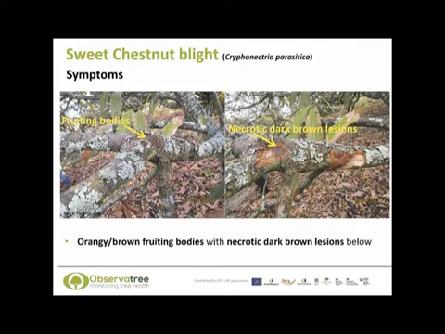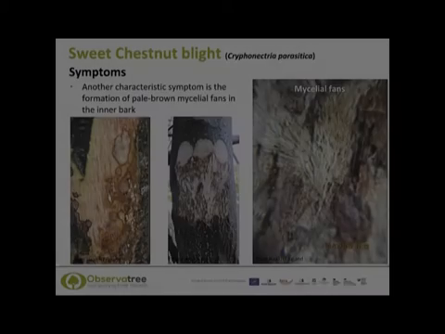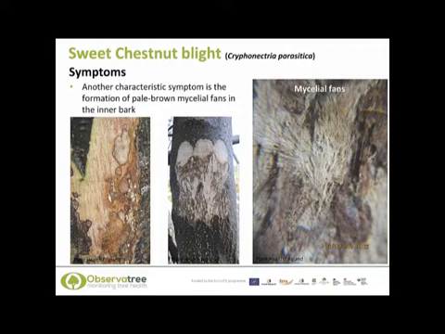In the image on the right you can see that the bark has been removed, and beneath the bark there is dead brown tissue. Another characteristic symptom that you might come across is the formation of pale brown mycelial fans in the inner bark. If you were to peel back the bark beneath which you had observed the orange fruiting bodies, you may well come across them. They are typically creamy white in colour and spread out in a fan shape.